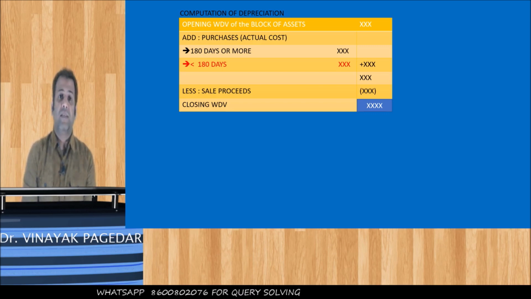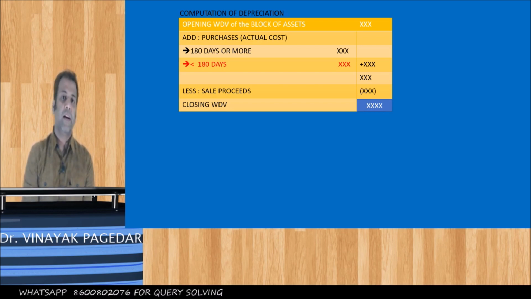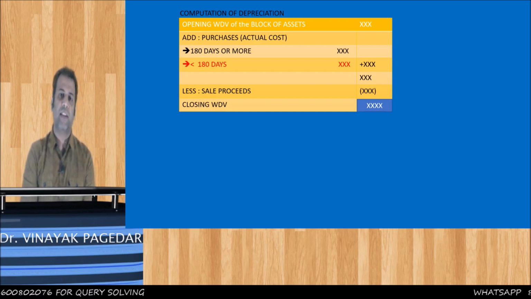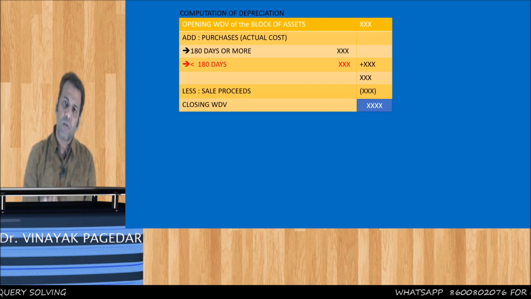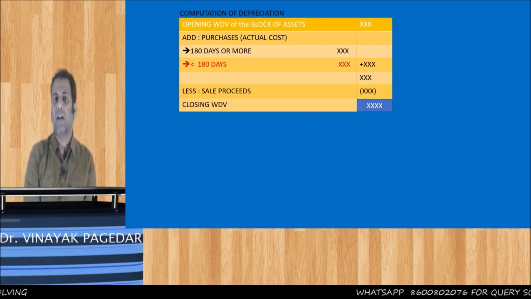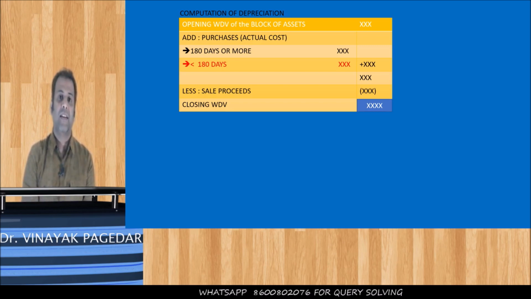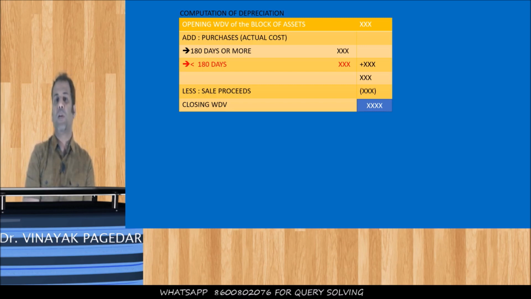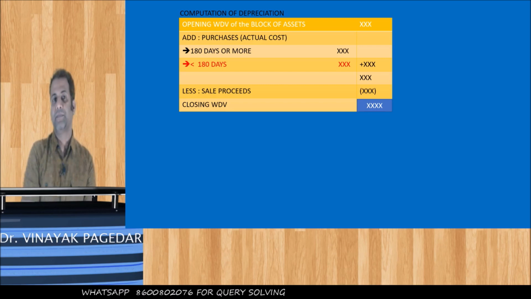My logic is, the opening WDV is a cost. It is the reduced cost of your old assets which you are still using in the business. The purchases is also a cost. It is the current cost of your new assets. So when you add opening plus purchases, it gives you the total cost incurred. This is the cost of acquisition of your block. And now when you incur, you have to recover.